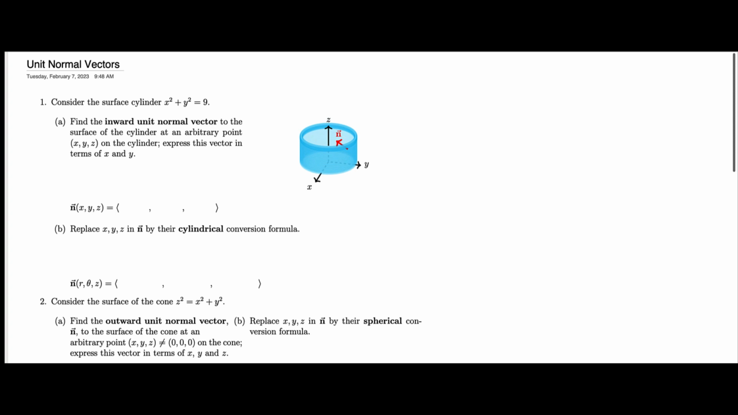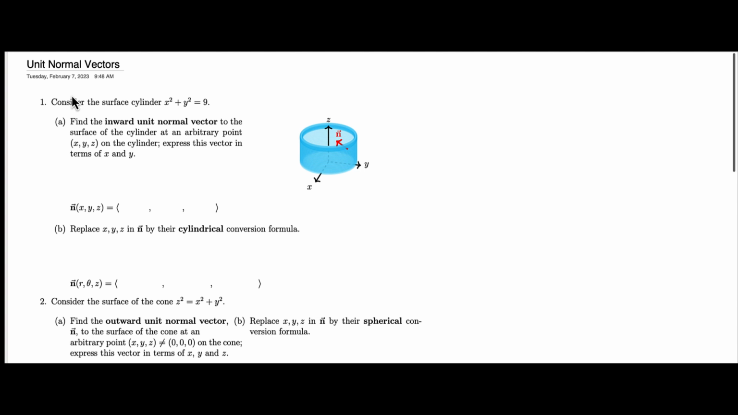So we're going to do two questions that are very similar. First one is asking, consider the surface cylinder x squared plus y squared equal to 9. Find the inward unit normal vector to the surface of the cylinder at an arbitrary point x, y, z on the cylinder, and express this vector in terms of x, y.